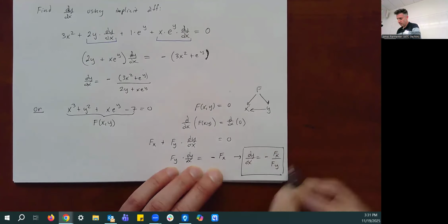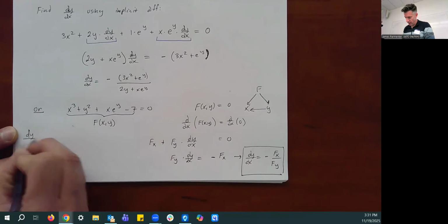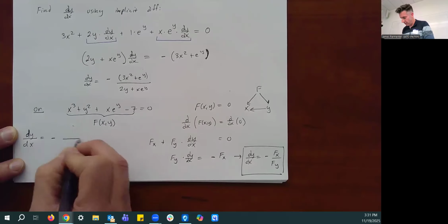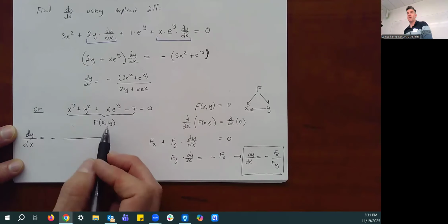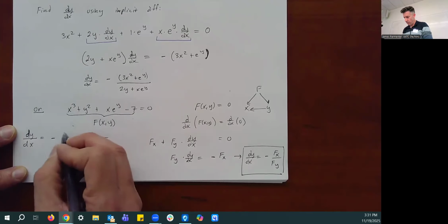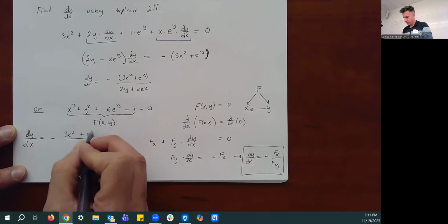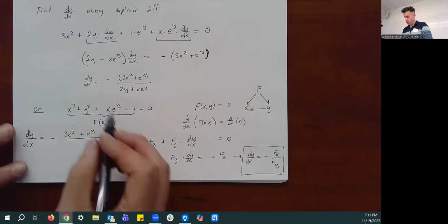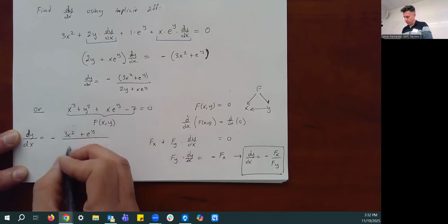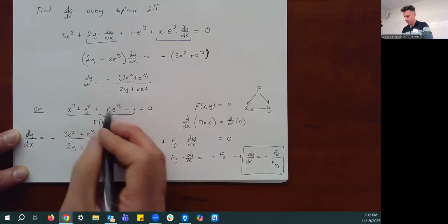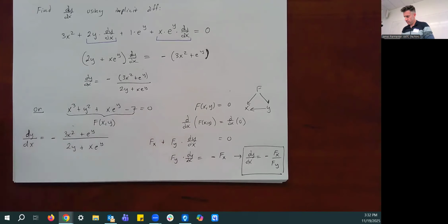So looking at this particular example, look at what we get. dy dx is going to be the negative of the partial derivative of f with respect to x. That's going to be 3x squared plus 0 plus 1 times e to the y, over the partial derivative of f with respect to y, which is going to be 0 plus 2y plus an x times the derivative of e to the y, which is e to the y. Oh, that looks familiar. It's the same answer.